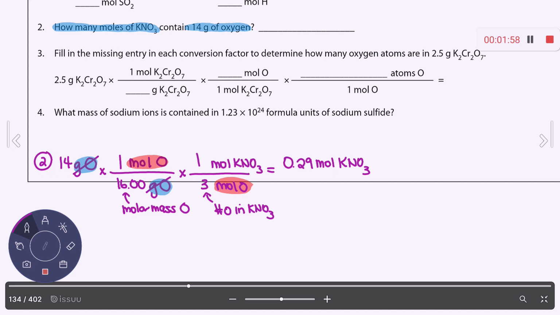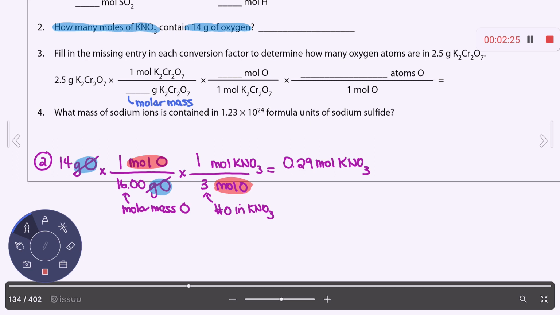Okay, let's do number 3. Let's pick a different color here. For number 3, we are converting 2.5 grams of potassium dichromate to atoms of oxygen. So since we have grams here on the bottom, this would be the molar mass of potassium dichromate.